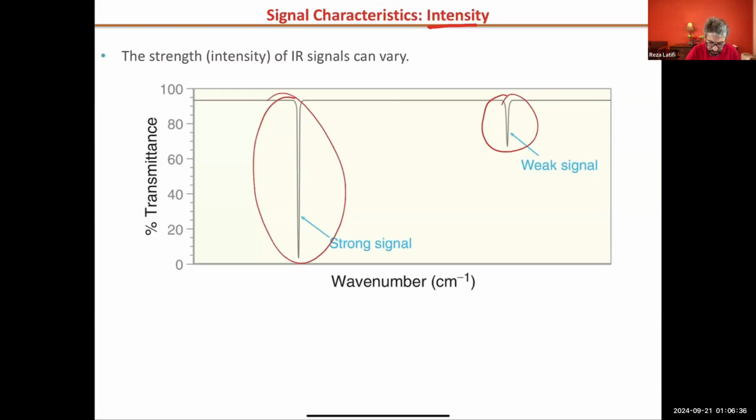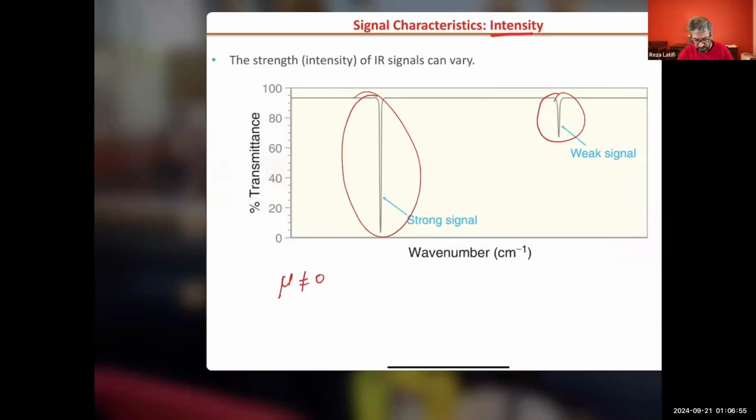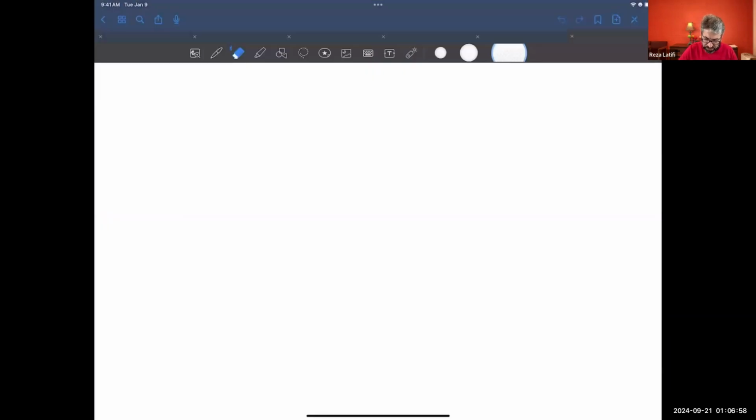Okay, remember, whenever we are talking about vibration in IR, mu, or polarity, cannot be equal to 0. That cannot happen. If mu is equal to 0, then we say that stretch or that vibration is not gonna be active in IR. Okay, and I'm gonna show you some examples. So let's start with this.